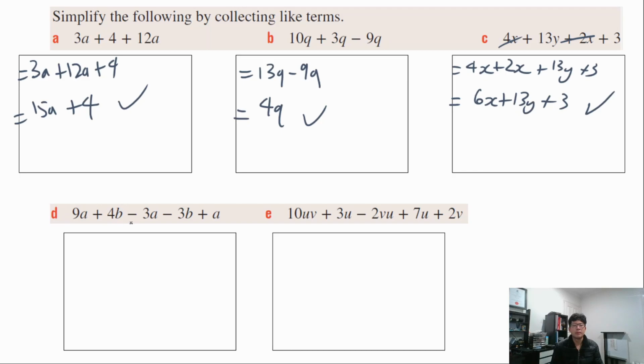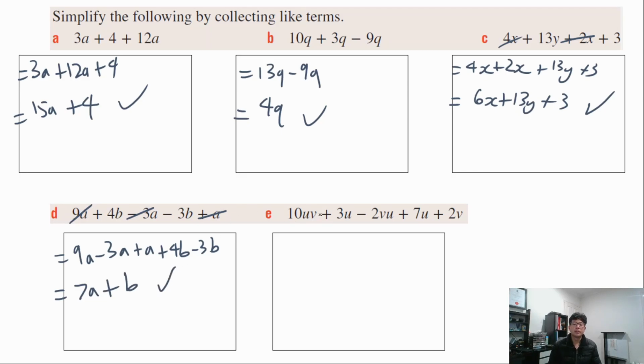9a plus 4b minus 3a minus 3b plus a. Once again, start off by collecting the like terms so we don't get confused. That's the 9a there, that's the minus 3a there, plus a, cross that off, plus 4b minus 3b. That gives me, let's just do it all at once. 9 minus 3 is 6, plus 1 is 7, so we have 7a plus b there. Give yourself a tick if you got that one correct.